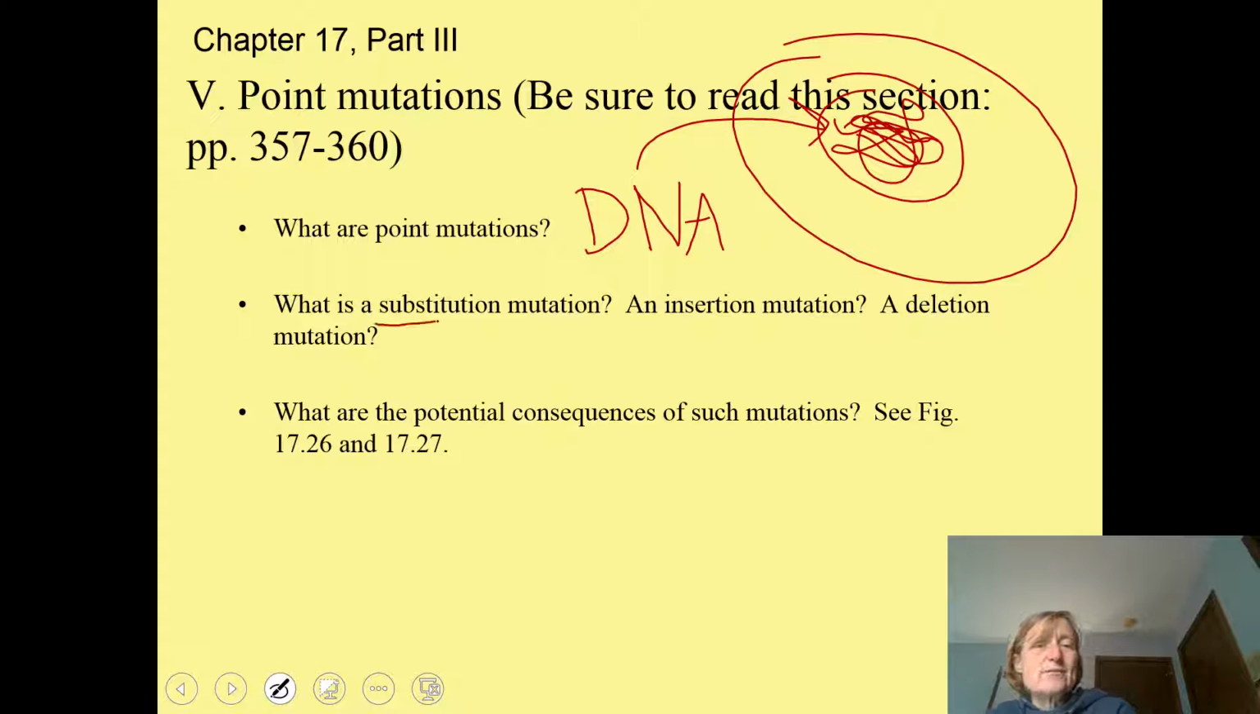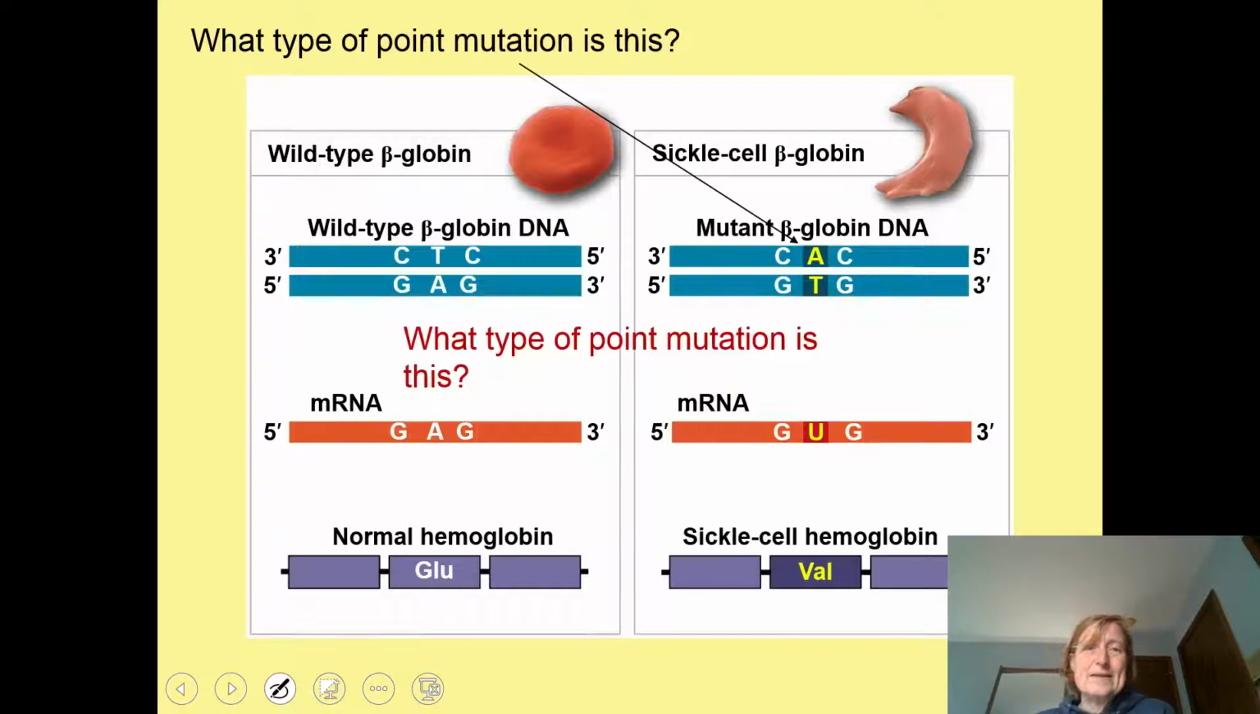And there are different kinds of mutations that are worth taking a look at. The consequences of mutations are also worth thinking about. I'd like you to read this section on your own. That's why this video is so short, but I wanted to point out a couple of things.